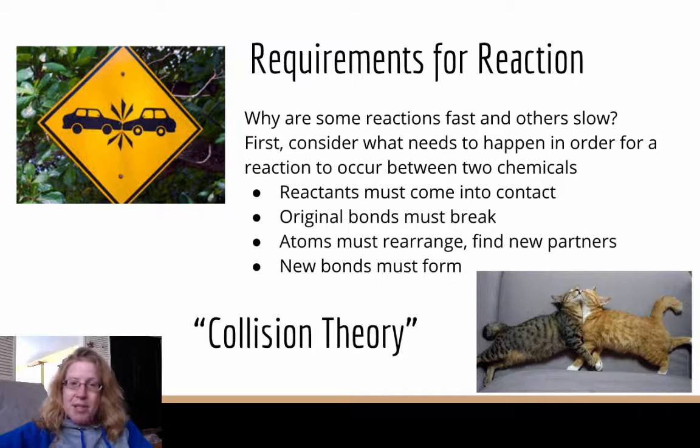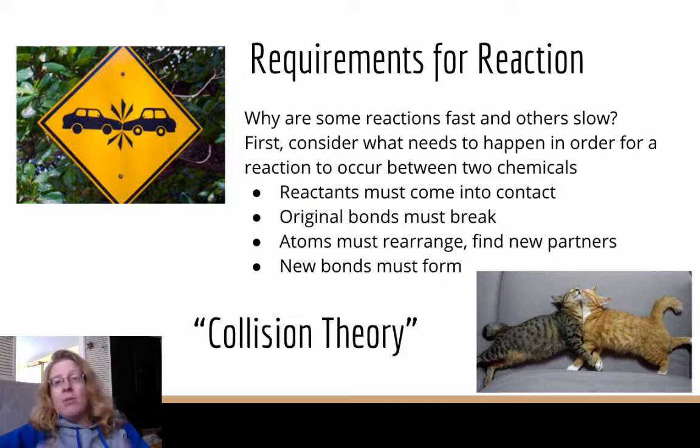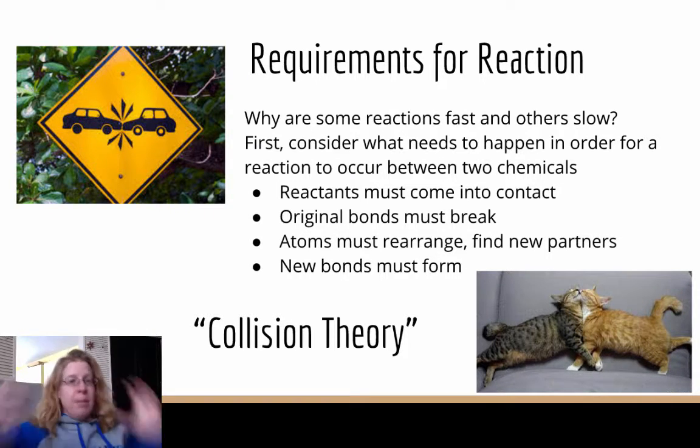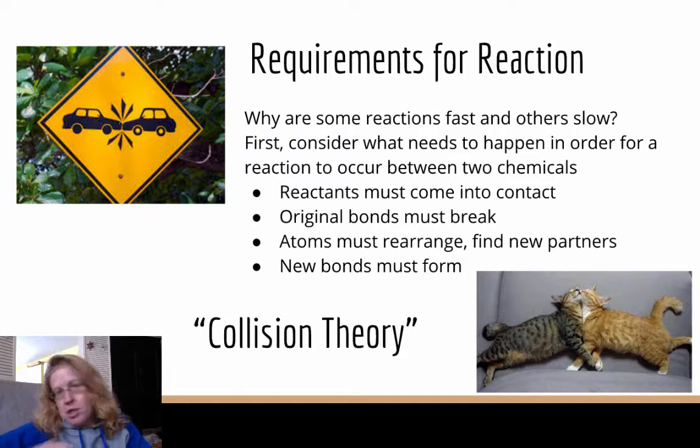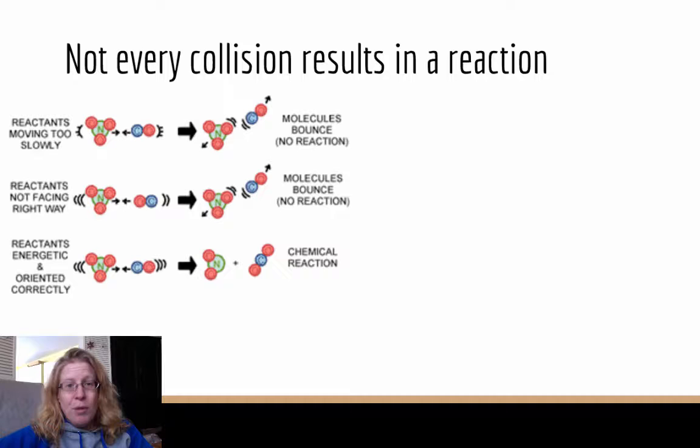The next thing that happens is if you're dealing with compounds that are reacting together, you have to break the original bonds that are present, and then you have to rearrange the atoms, let them find their new partners, and then form new bonds. So it's actually kind of complex in terms of energy at that atomic level. This idea, the fact that two atoms or two molecules have to come together, collide, rearrange, and then separate again is what's called the collision theory. And there's a few things about this collision theory that really can help us understand why some reactions are fast and some reactions are slow, or how to make them go faster or slower if we want to.